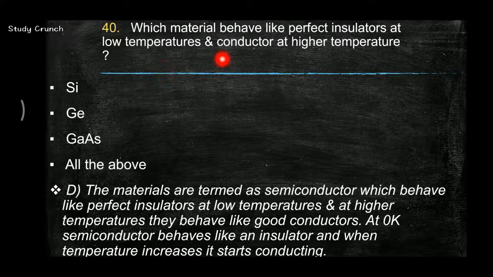Next, which of the materials behave like perfect insulators at low temperature and conductors at high temperature? So the answer is D, that is silicon, germanium and gallium arsenide. All three act as perfect insulators at low temperature and good conductors at high temperature, because they are semiconductors.